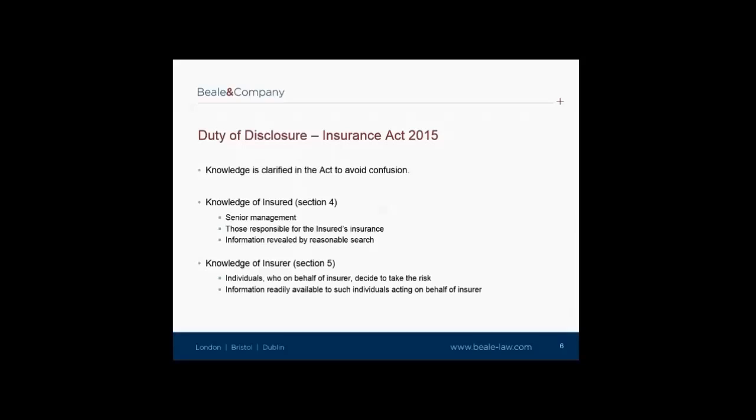What the insured ought to know is defined by what would have been revealed by a reasonable search of the information available to the insured. Risk managers will need to ensure that systems are in place to ensure compliance.